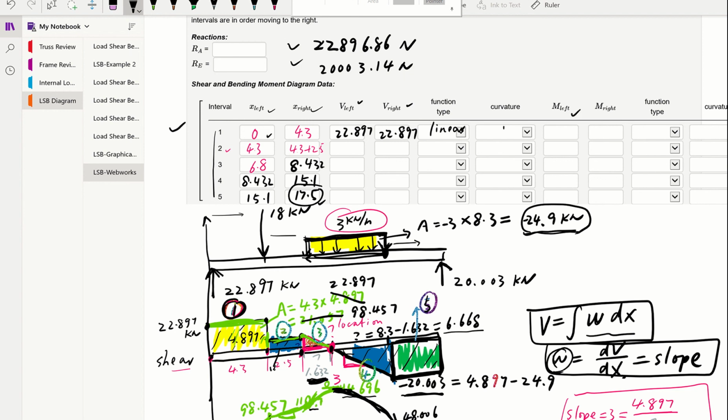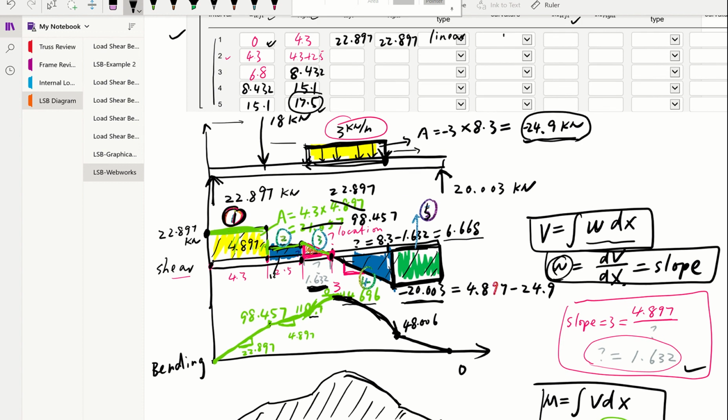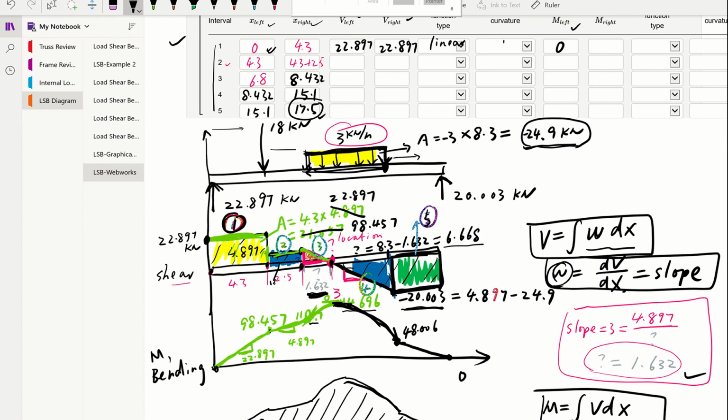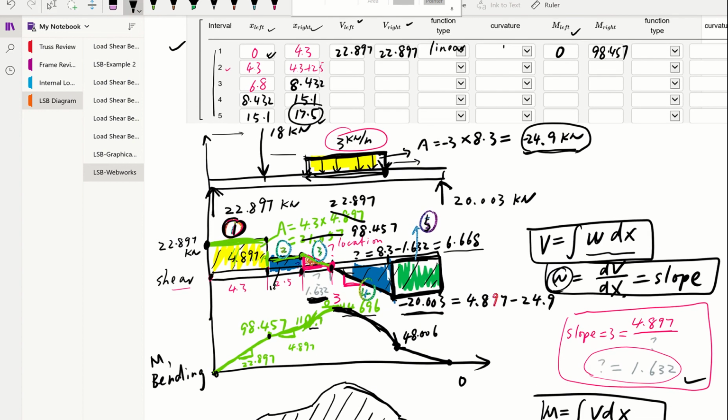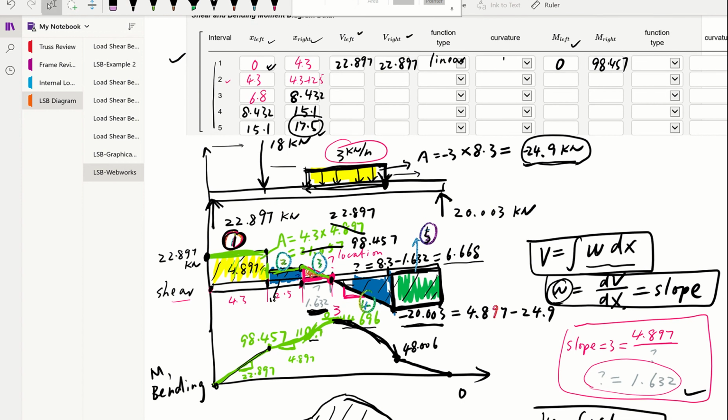And now M left. M left, which means at this point, x equal to 0, what is our M? So we're going to go down to the bending diagram to find our bending moment M. What's my bending? 0. And at this point, x equal to 4.3, what's my bending? 98.47. And what's the function type? Is this line a linear, right? A straight line. Okay. And the curvature, since it's a linear, there should be no curvature for that one. That's how we solve this problem.